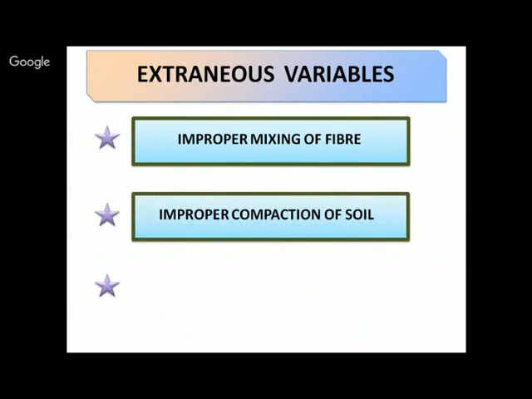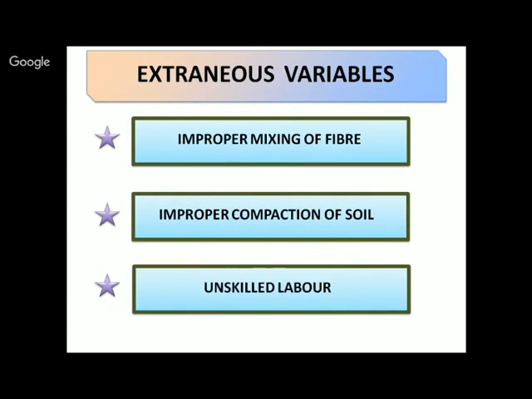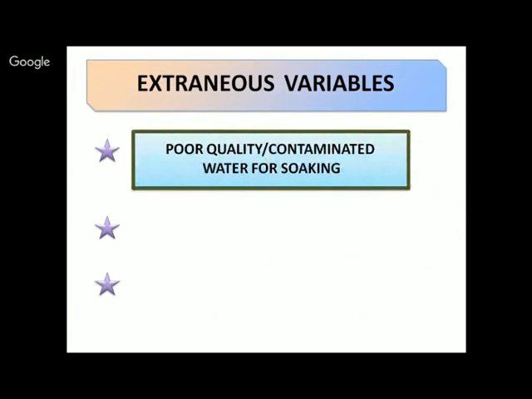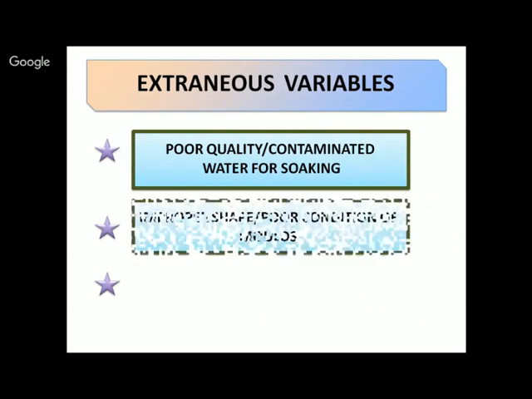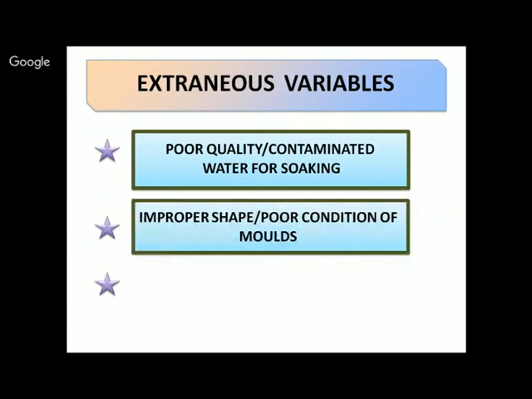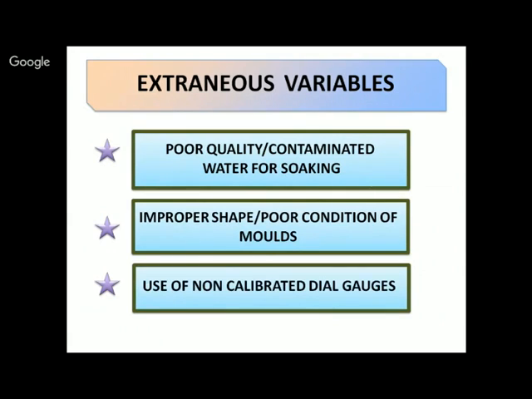Second, improper compaction of soil. Soil needs to be properly and uniformly compacted. Third, unskilled labor who doesn't know how to work properly with the soil. Next would be poor quality or contaminated water for soaking, where, if some chemicals are present, there might be some reaction of the water chemicals with the soil, which can lead to hazardous results. Improper shape or poor condition of the CBR molds in which soil will be filled. Using non-calibrated dial gauges for the load proving ring and for the displacement.